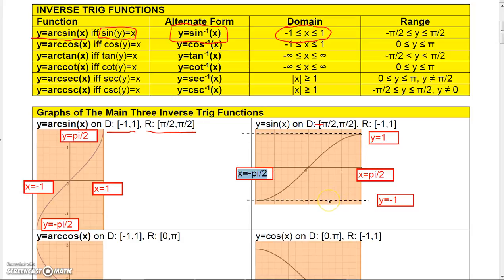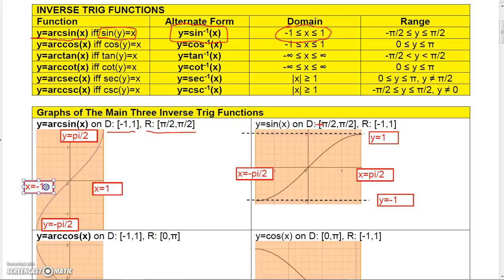Now I drew these two horizontal lines to show you that the range goes from y equals -1 here up to y equals +1 here. So that's these two horizontal lines. So now remember, for the inverse of a function, the domain and range swap places.